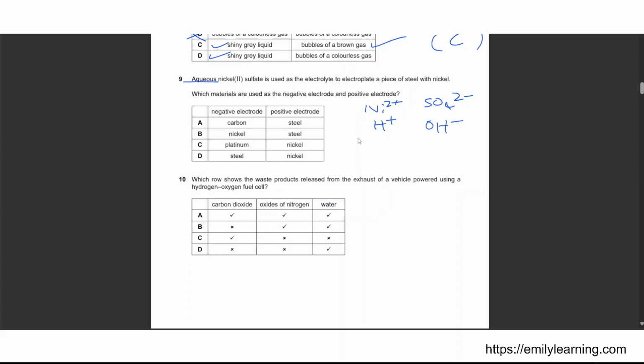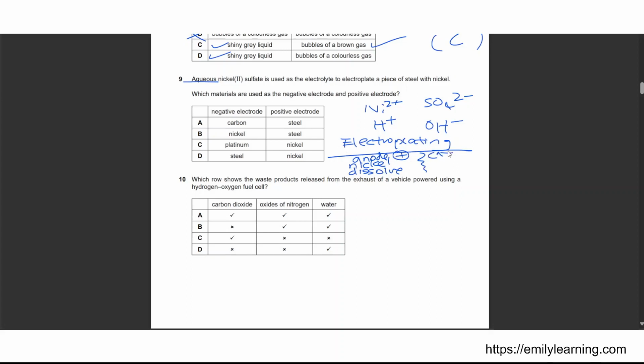So in electroplating, well, one of them will dissolve, right? So we want to electroplate a piece of steel with nickel. So the nickel must dissolve. So if you want something to dissolve, you need to place it at the anode, and the anode is the positively charged electrode or the positive electrode.